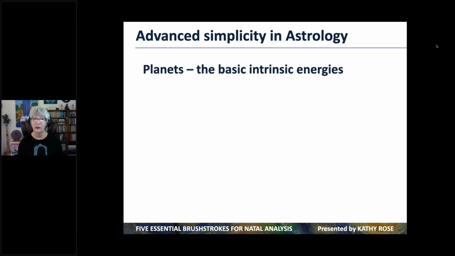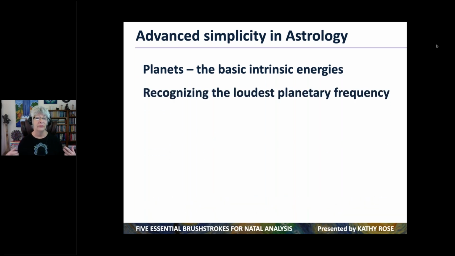And it brings me back to advanced simplicity in astrology, brings me back to the planets. I was actually quite pleased with that phrase, advanced simplicity. It would be more like simplified complexity, but I prefer advanced simplicity. And it brings me back to the planets themselves, which are the basic intrinsic energies, the building blocks of the entire system, right? And what it does when we apply these brush strokes is it helps us to recognize the loudest planetary frequency. And I do think of the planets in terms of frequencies.